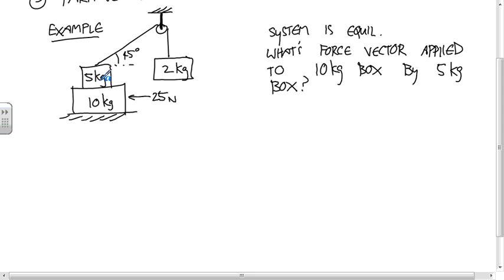So you wouldn't have to do this to solve a problem on a test, but I'm going to start out by drawing all of these free body diagrams and just seeing where the variables come up that we're trying to solve for. Okay. All right, so free body diagram of the 2 kilogram.